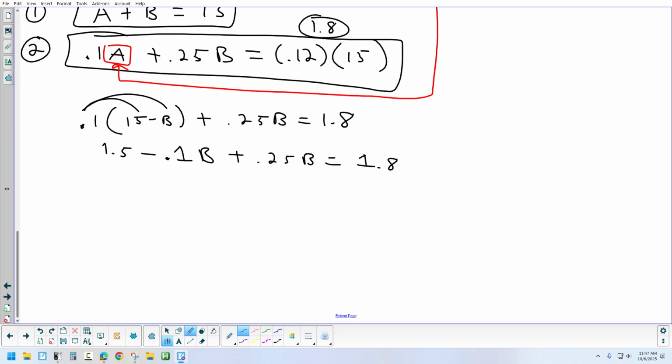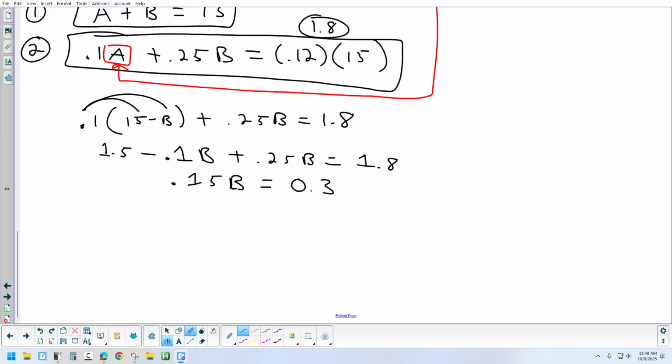Yeah, I've got some like terms. 0.25b, take away 0.1b, that's going to leave you with 0.15b. So I just combine the b's together. And what could I do with this 1.5 at the same time? Subtract it. Yeah, I could move that over to the other side. So combine the b's and then put the 1.5 on the right by subtracting it.